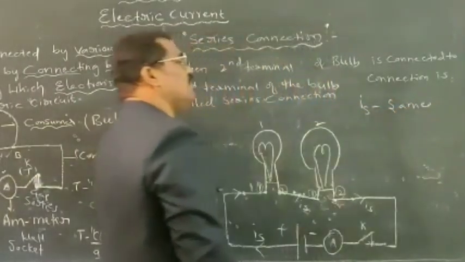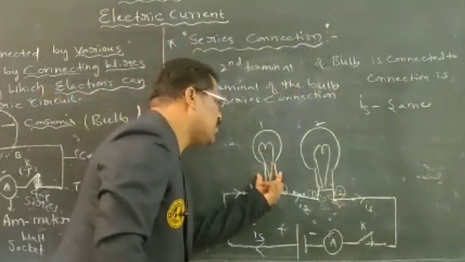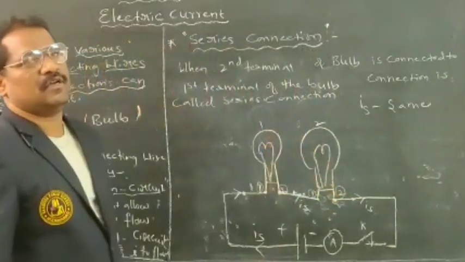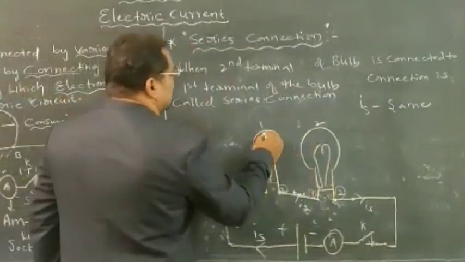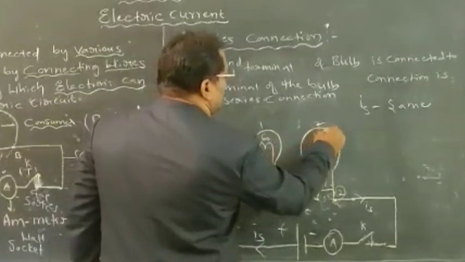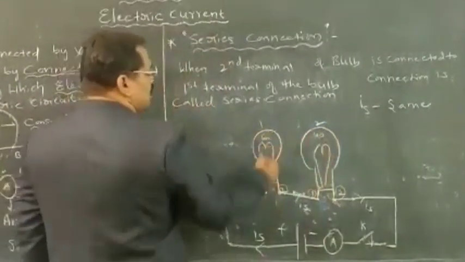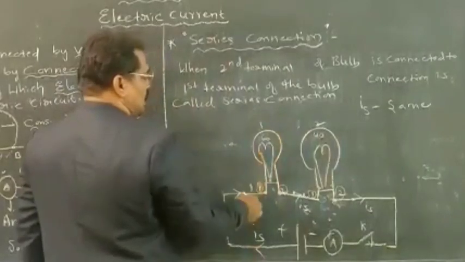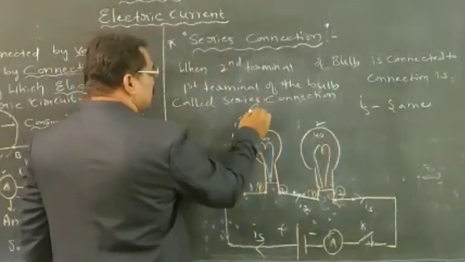The same amount of current flows through the first bulb and the second bulb, and it can be measured. Suppose the first bulb is of 60 watt and the second bulb is of 40 watt. It must consist of a device called a voltmeter.